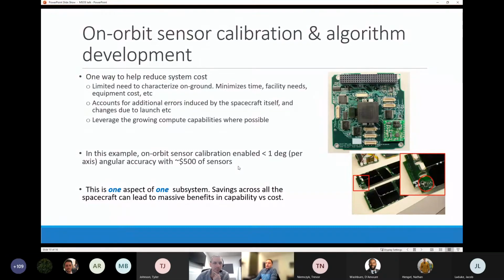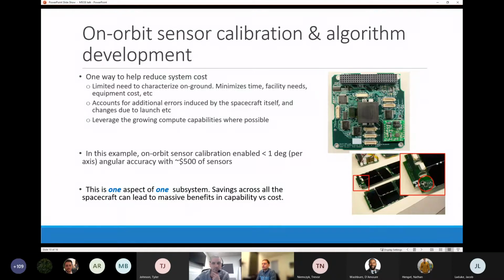And we're able to get pretty good performance, less than a degree of accuracy per axis, with the super simple hardware set. So it's really enabling for this class of missions where they're relatively cheap, fast development, things like that. And this aspect is, I'd argue, a component level or certainly a subsystem level thing. So this is just one aspect of one subsystem.